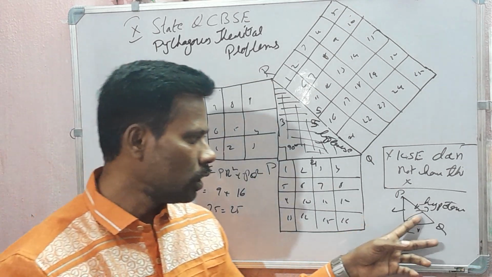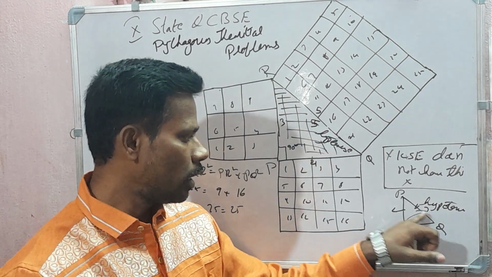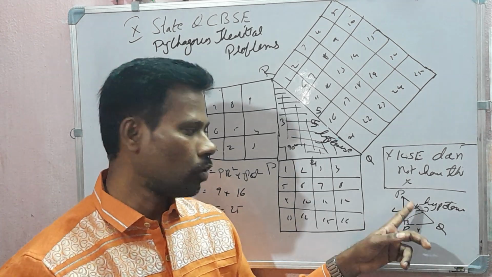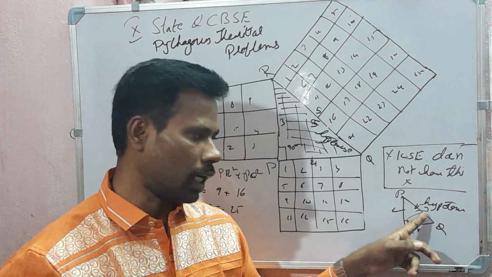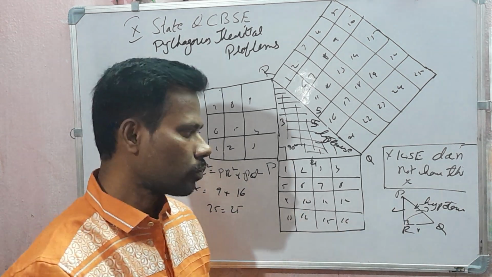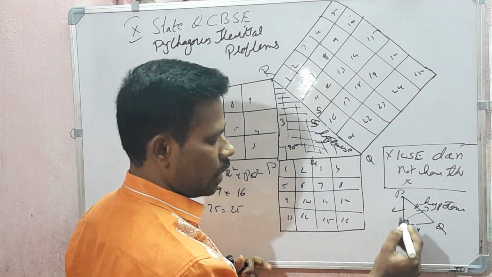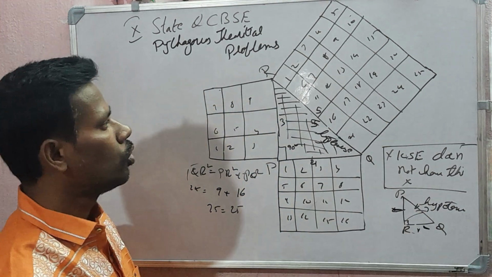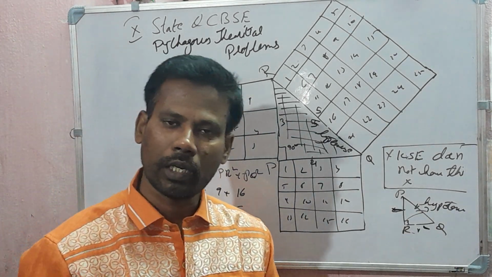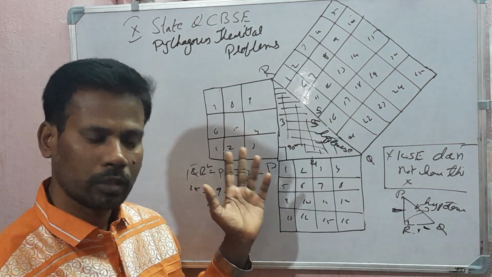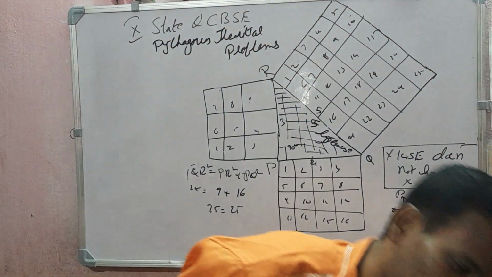So already I told what is meant by hypotenuse and what is meant by right angle. Once you find the hypotenuse, the other two sides are this one, PR and QR, and this is the hypotenuse. So still if you have any doubts, you can always approach through the comment section.